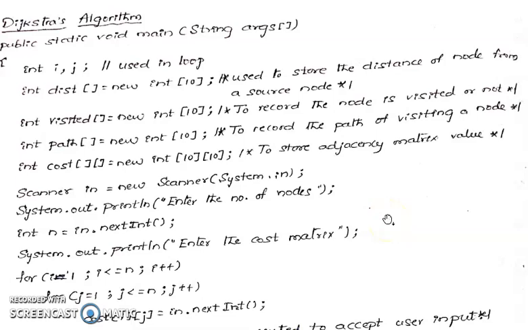Welcome back, students. So now let us learn lab program number 7, Dijkstra's algorithm for a given graph to find the single source shortest path. First, let me start with the main function execution.